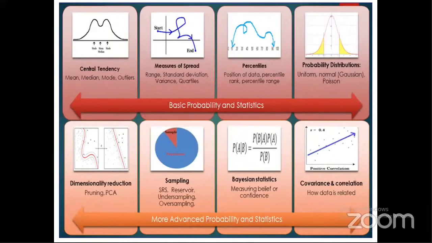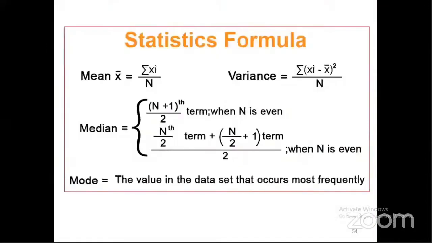And sampling, we are using reservoir sampling, under sampling, over sampling. Bayesian statistics, we are using, like P of A given B is equal to P of B given A into P of A by P of B. That is called Bayesian statistics, measuring belief or confidence. Covariance and correlation, how data is related. And these are the statistics formulas we are using in data science: mean, variance, median, mode, etc. I think everybody knows.